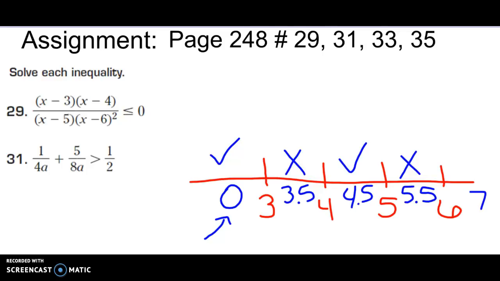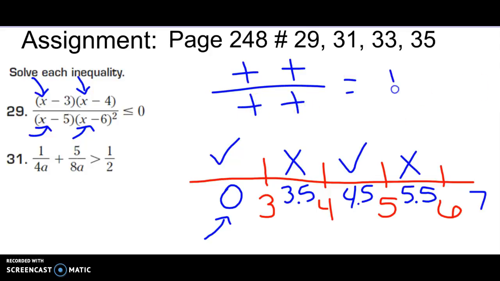7 minus 3 is 4, so that's positive. 7 minus 4 is 3, so that's positive. And again, I'm plugging 7 into all of these x's here. Okay, 7 minus 5 is positive, and anything squared is positive. So the answer is going to be positive. So that will not work. Okay, so what do we do with that information?